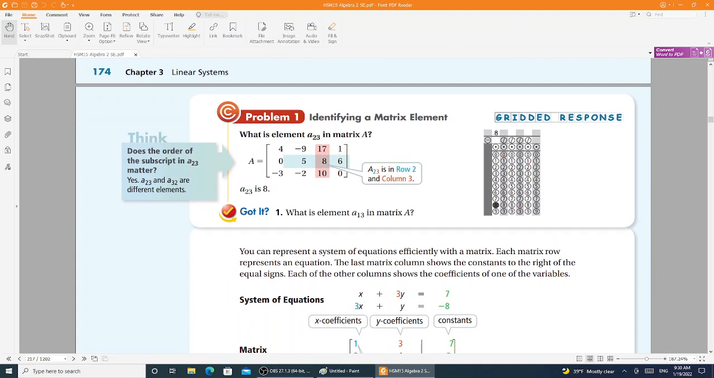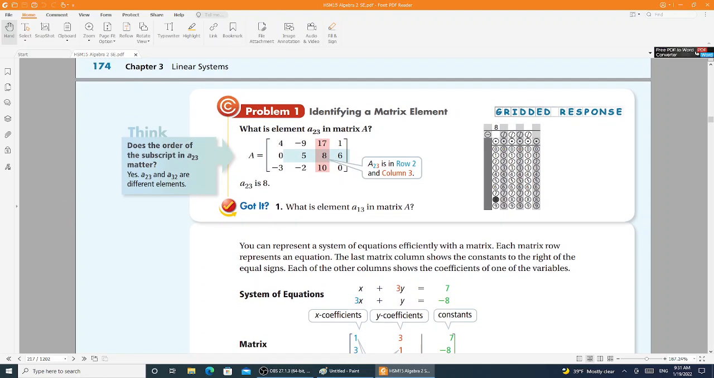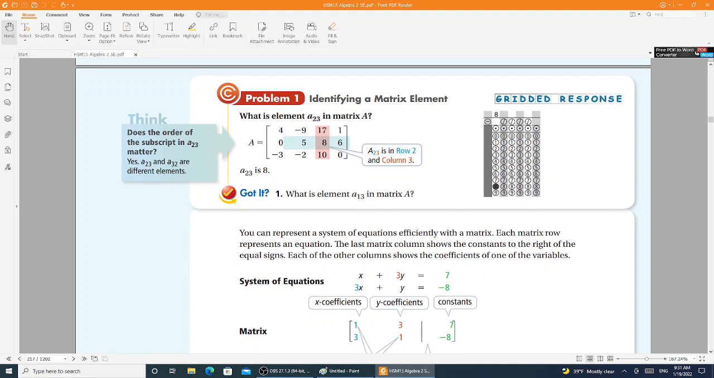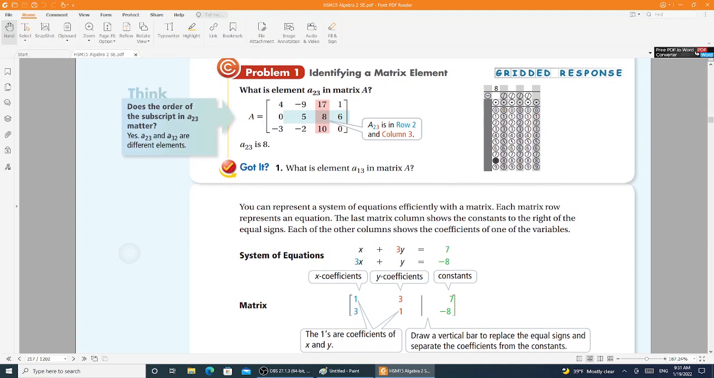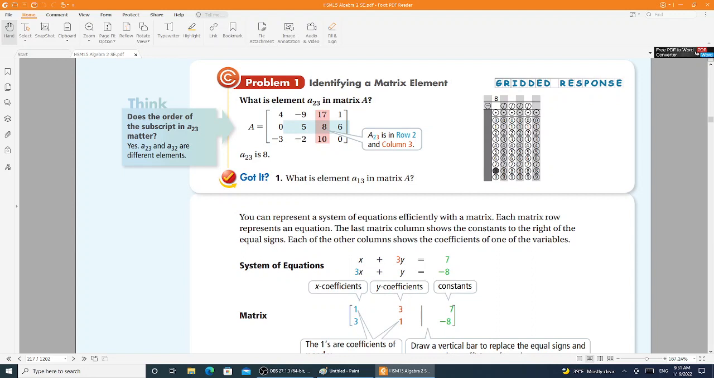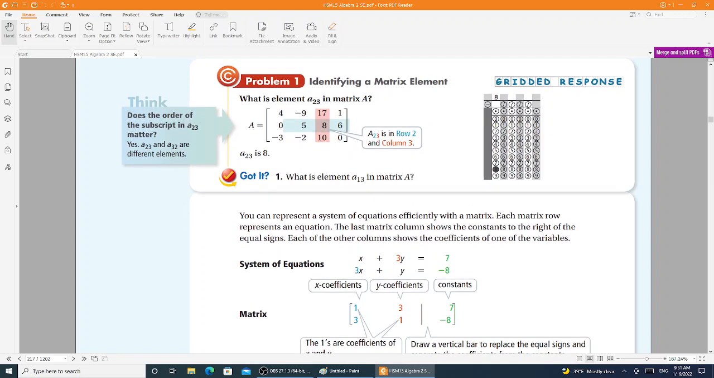Identify a matrix element. What's the element A2,3 in matrix A? For the element A2,3, we go to the second row and the third column. So A2,3 is in row 2 and column 3. So it's 8. What's the element A1,3 in matrix A? For the element A1,3, we go to the first row and the third column, which is 17.